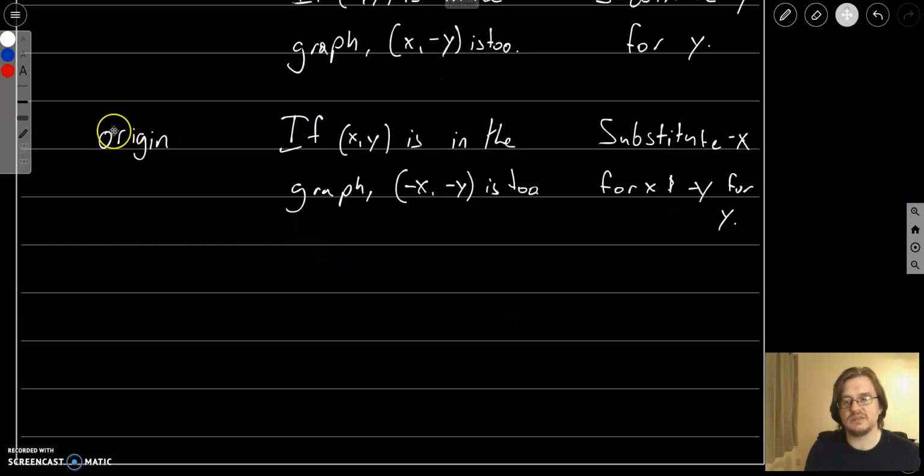And then the last one, symmetry about the origin. This is the rotational symmetry. Again, if x, y is in the graph somewhere, then negative x, negative y should be in the graph too. And the way we check, substitute both negative x and negative y in for x and y respectively. If the formula is still true, we have symmetry about the origin. And I'll go through more calculational examples in the next video.